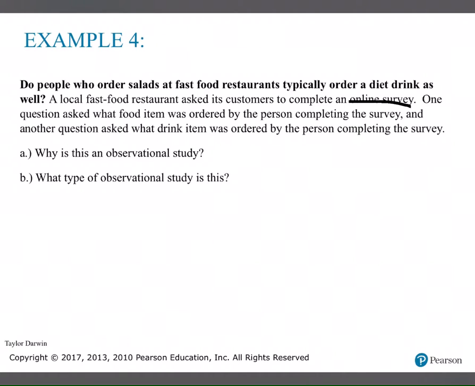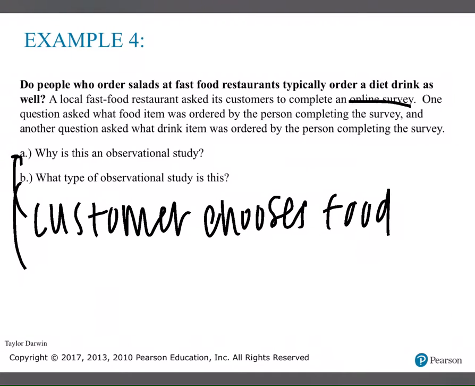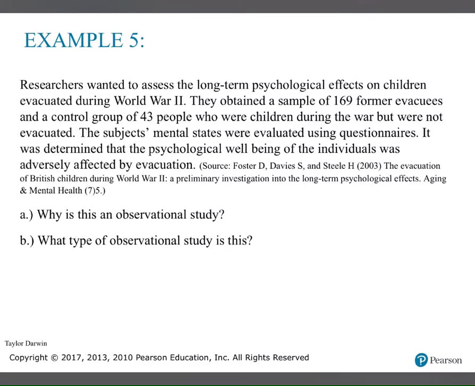Why is this an observational study? Because the customer chooses their food. We don't have any effect on that. We just say, what do you want? And they choose it. And then B says, what type of observational study is this? This is a cross-sectional, because we got our answers very quickly. For the most part, anytime you do something with surveys, it's going to be cross-sectional.